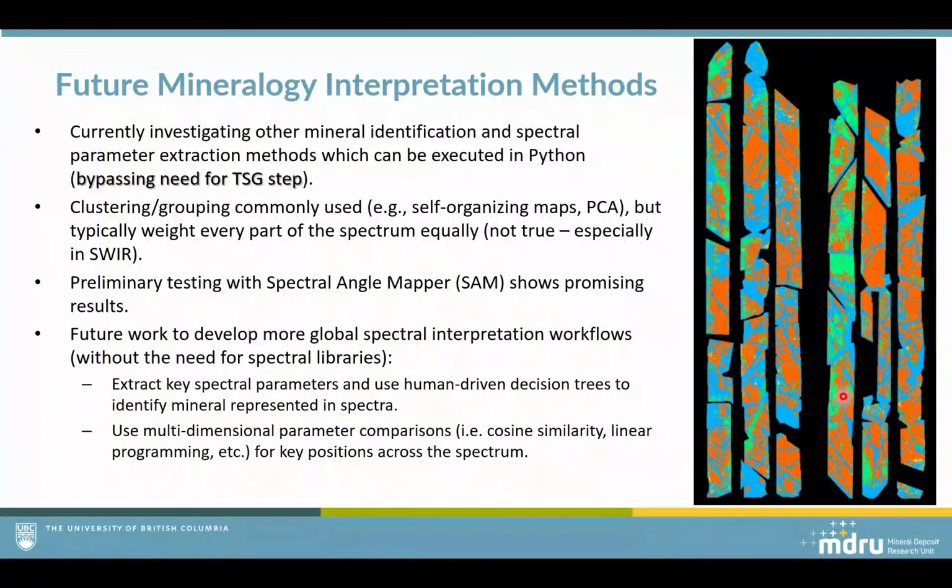Some of the things that we're looking at are getting away from typical clustering and grouping algorithms like self-organizing maps and PCA that weight every part of the spectrum equally, but this isn't true with hyperspectral data. So we've done some testing with the spectral angle mapper that Cass mentioned a bit earlier, and this has shown some promising results. We're also looking at identifying more robust workflows for global spectral interpretation using human-driven decision trees to identify the minerals represented in each spectrum. So this would include stuff like the cosine similarity and linear programming that Cass had mentioned in her talk.